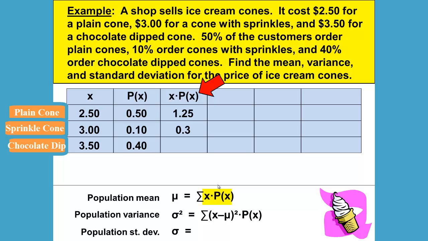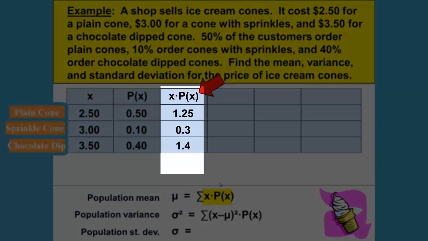We could also use a calculator to fill this in, and I do have a video on how to use a calculator for such steps, but in this video I'm concentrating again on the steps and the process. So we now have the first step in finding the mean completed, where we have multiplied x times p of x. It is time for the second step, which is to sum up those values.